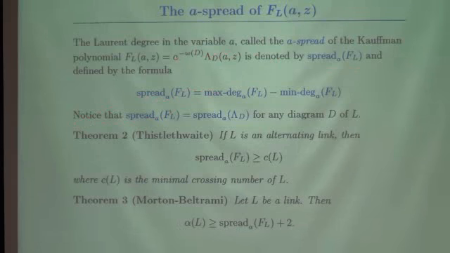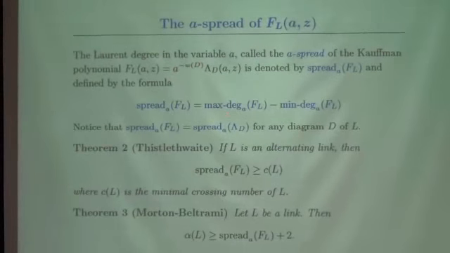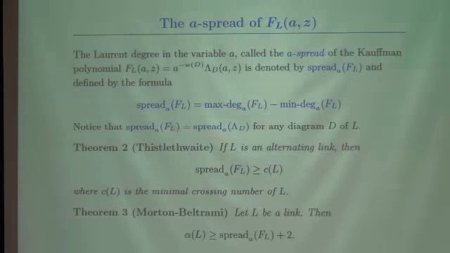And this factor A to the minus w(D) shifts the maximal degree and minimal degree by the same amount in the same direction. So the spread of this Kauffman polynomial is the same as the A-spread of this lambda polynomial. Okay, so around the end of this talk, I'll show you the results of computation to prove some results that we have.